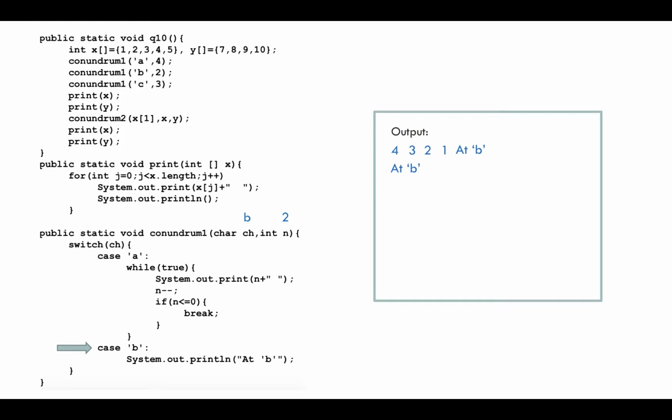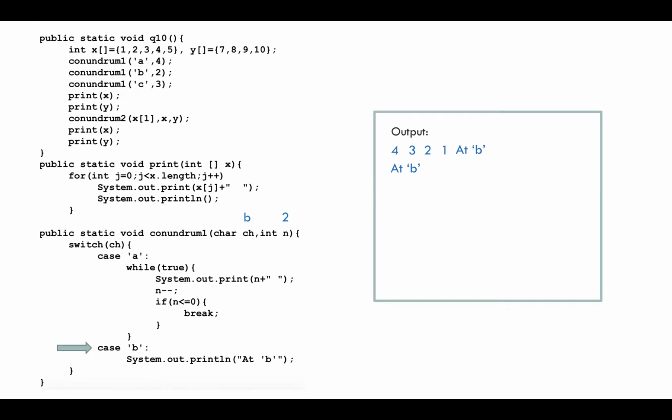Then it reaches the end of the switch statement and goes back to the main method, and turns to calling the conundrum 1 method again, but with input variables c and 3. Since there isn't a listed case c inside the switch statement in the conundrum 1 method, and it also doesn't have a default case, nothing is executed and we return to the main method.